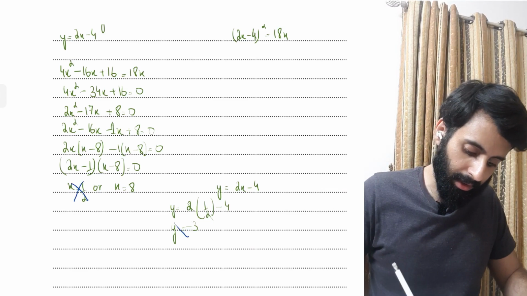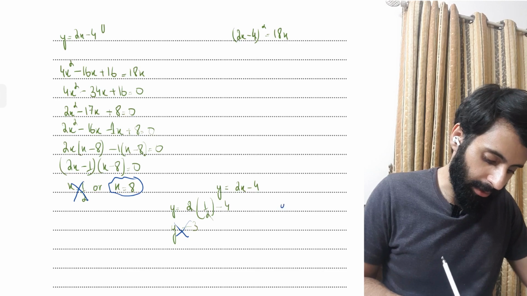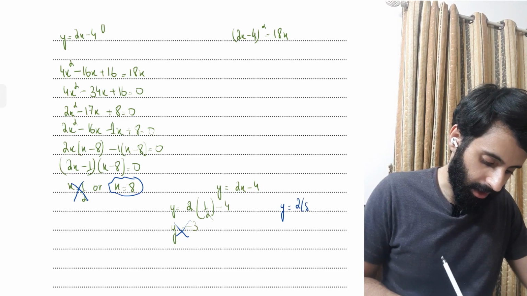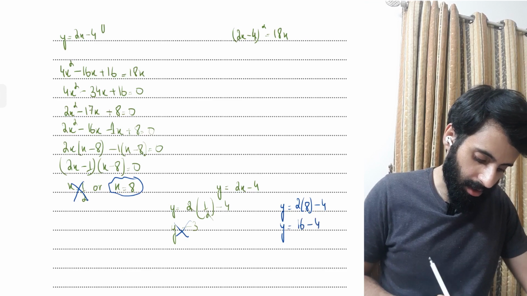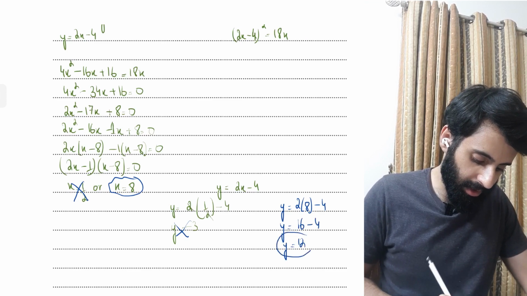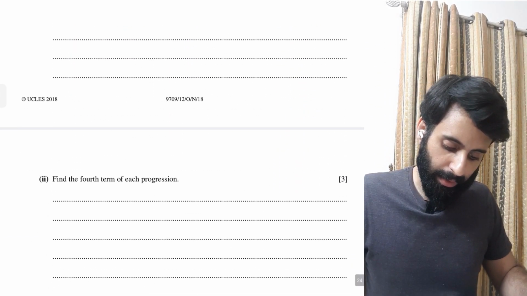Okay, so that means this is not the correct set of values that we're looking for. So I'm going to cross this out, and that definitely means that the correct value of x is equal to 8. And let's see what y is equal to when x is 8. So 2 times 8 minus 4, so y is equal to 2 times 8, so that's 16, 16 minus 4, so y is equal to 12. So these are the correct set of values that we were looking for. x is equal to 8 and y is equal to 12.